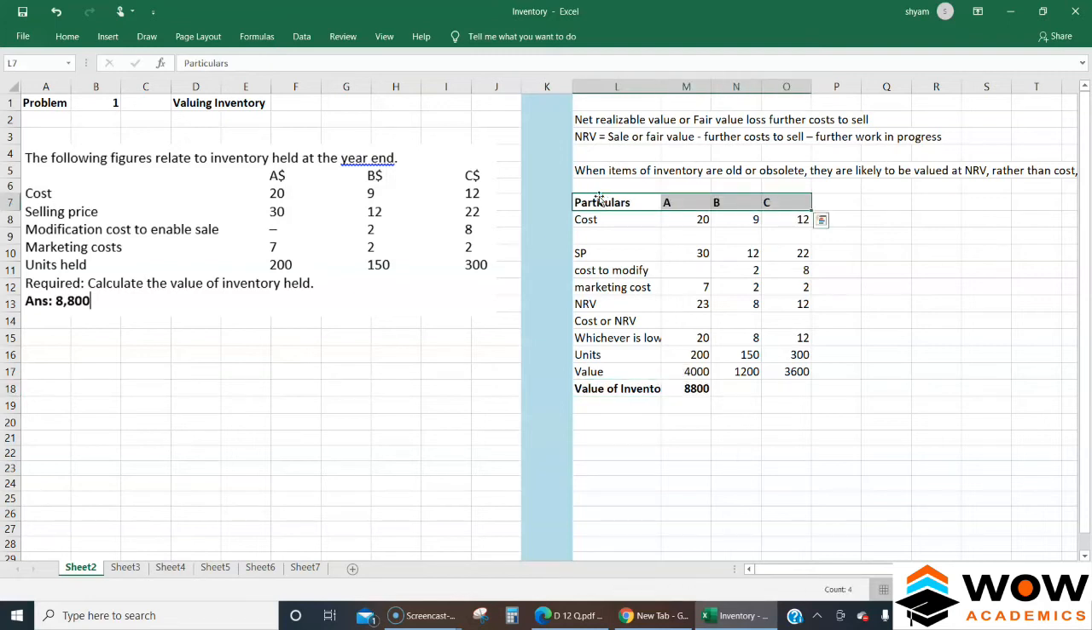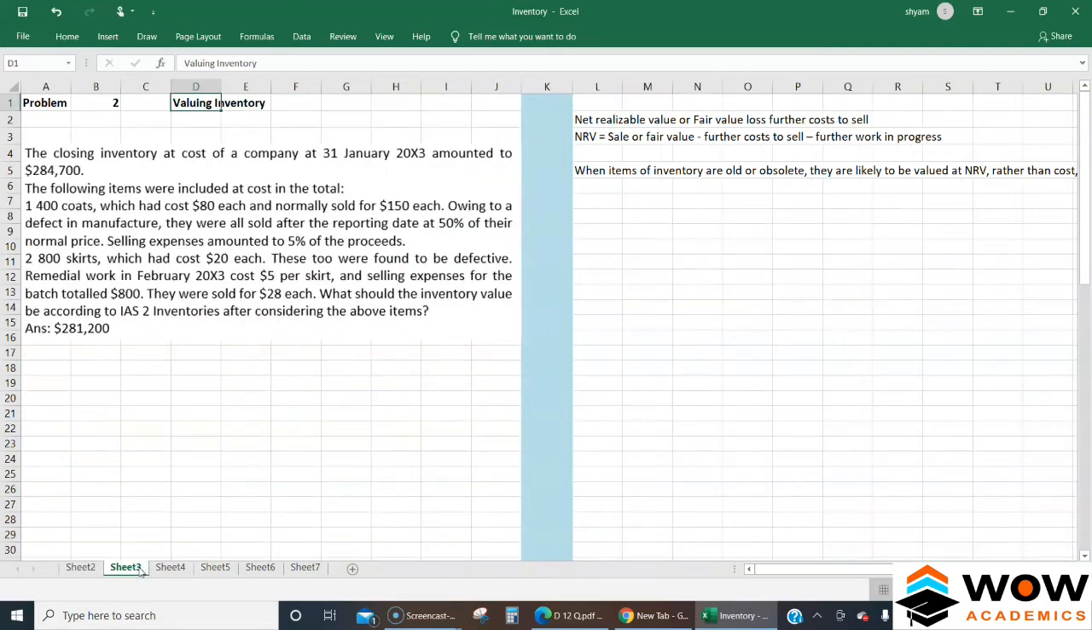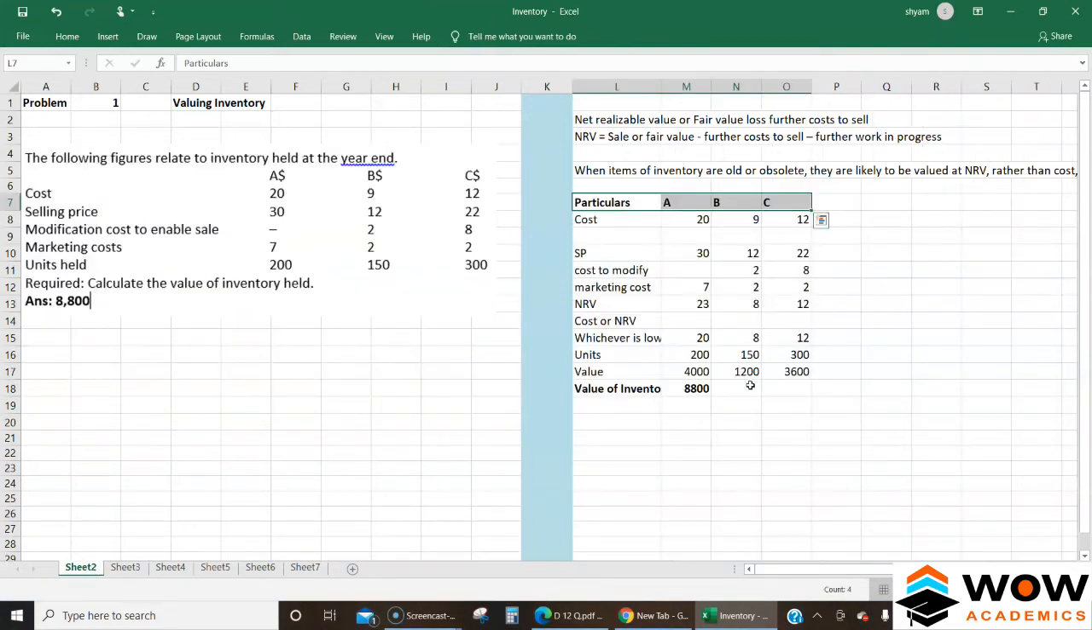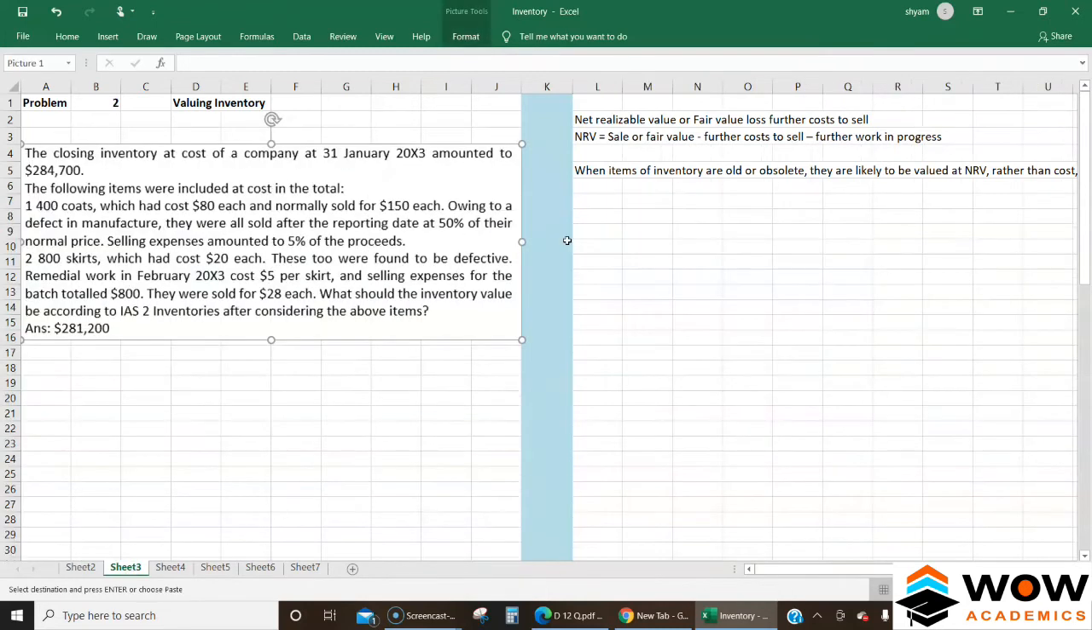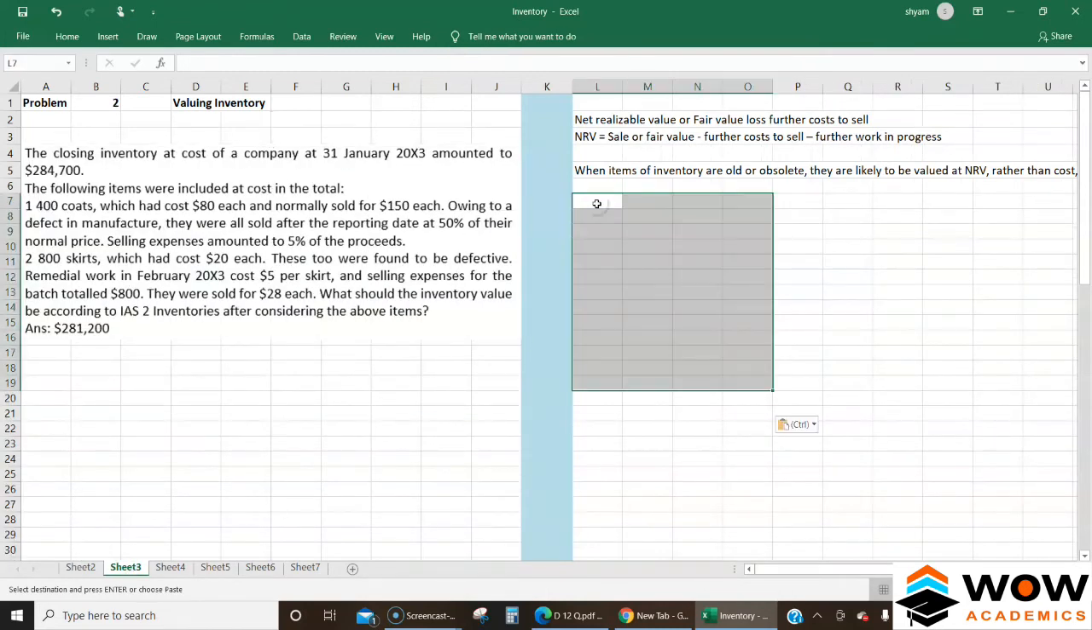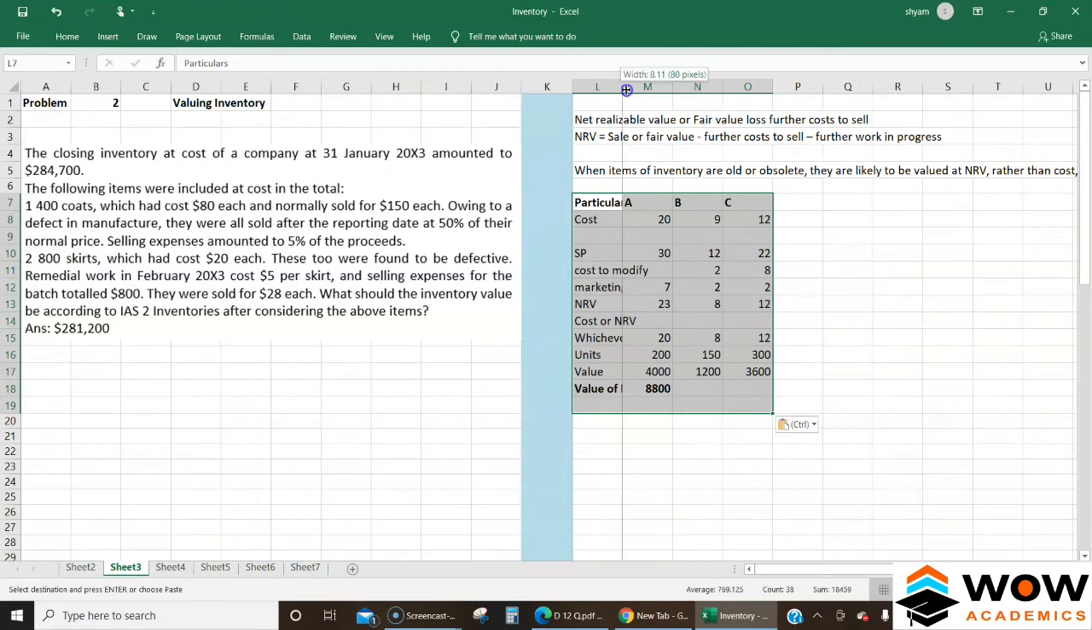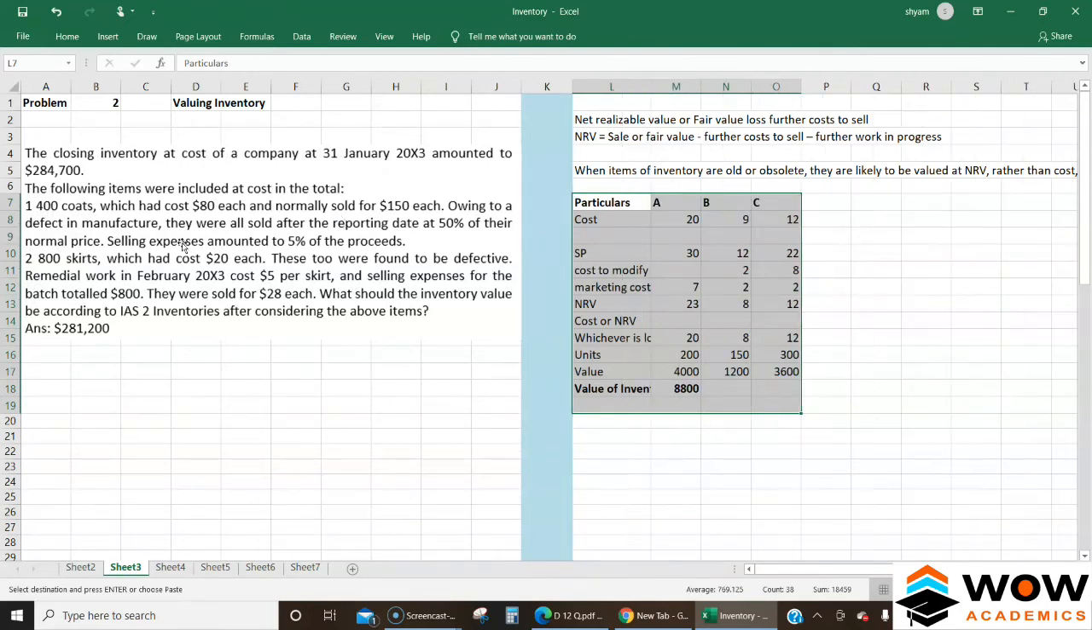We'll move on to the next problem. The next problem is similar to what we did in the earlier one. So what we'll do is we will try to get all the numbers that we used there. We'll put it here. So we'll read the problem here.